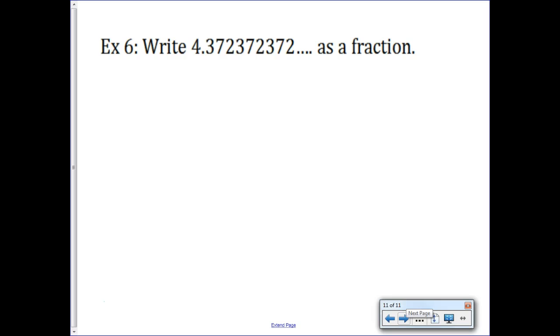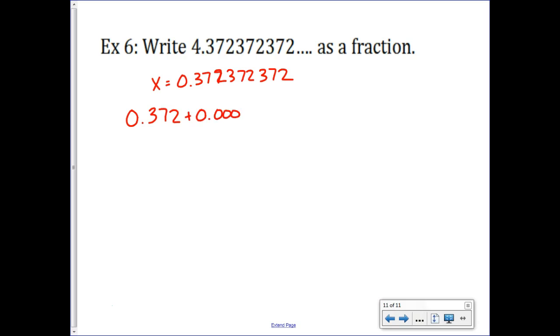All right, let's try another one of these. We're going to leave our 4 alone because it's not part of the repeating, but we have 372, 372, 372. So then our rule, 0.372 plus 0.000372 plus 0.000000372, and so on.